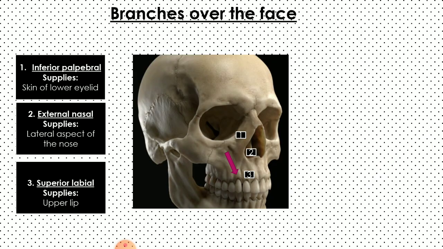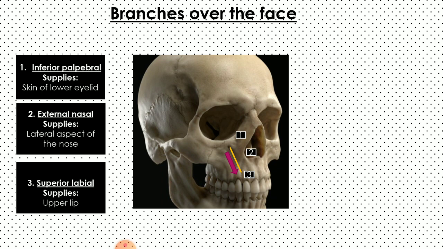Now coming on to branches over the face. We are done with the branches in the cranium, branches in the pterygopalatine fossa, branches of the infraorbital canal, and lastly branches over the face for the maxillary nerve. So we have learned till the infraorbital foramen. From the infraorbital foramen, the maxillary nerve exits over the face.